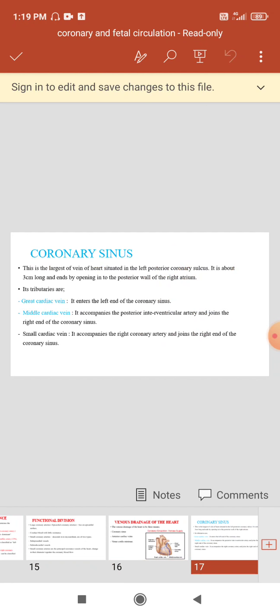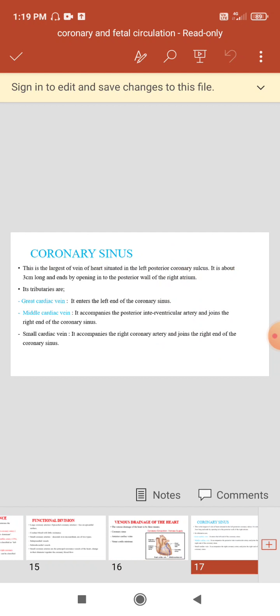Regarding the coronary sinus, this is the largest vein of the heart, situated in the left posterior coronary sulcus. It is about 3 cm long and ends by opening into the posterior wall of the right atrium. Its tributaries are the great cardiac vein and the middle cardiac vein.